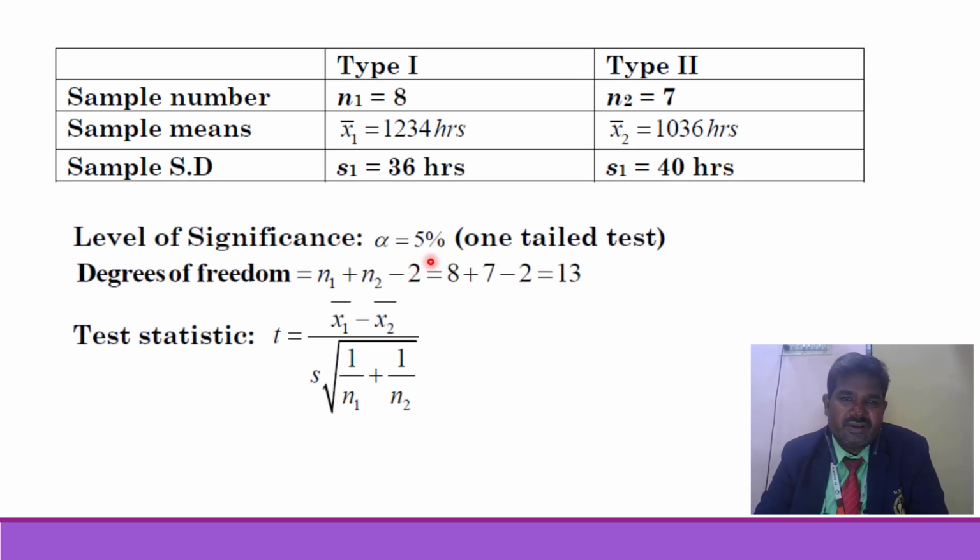For the level of significance, we choose 5% with a one-tailed test. Degrees of freedom is n1 plus n2 minus 2, so 8 plus 7 minus 2 is 13. And we use the statistic T is equal to x1 bar minus x2 bar divided by capital S into root of 1 by n1 plus 1 by n2.